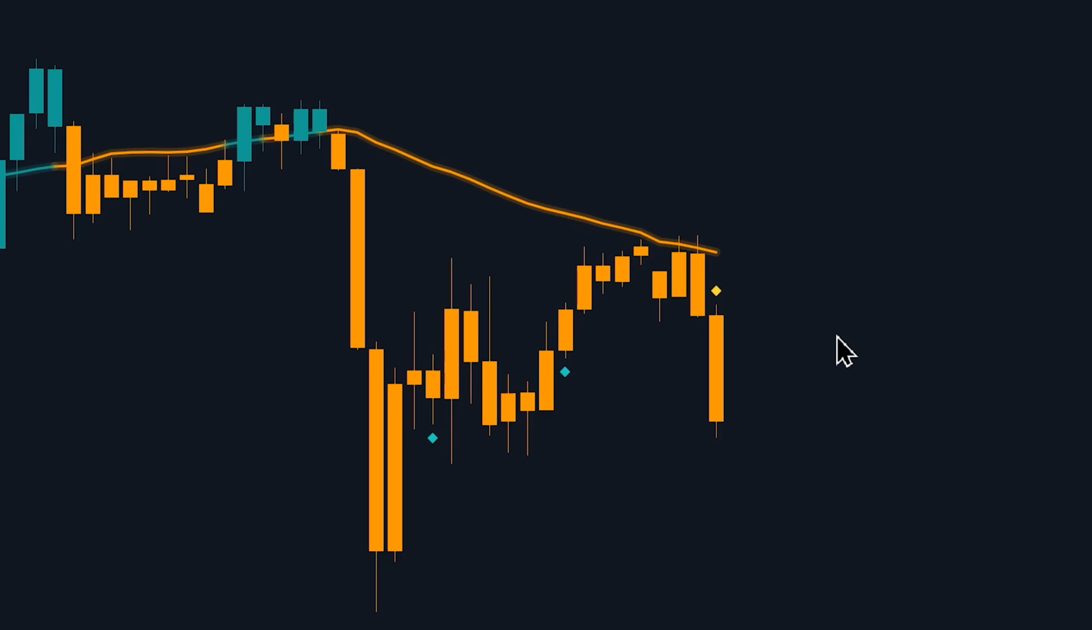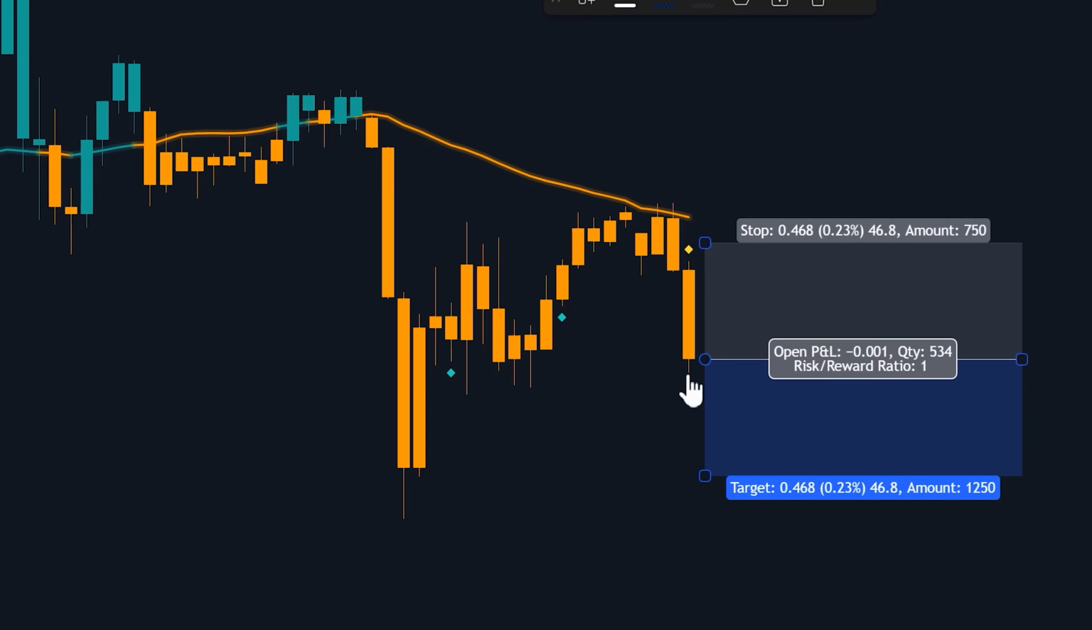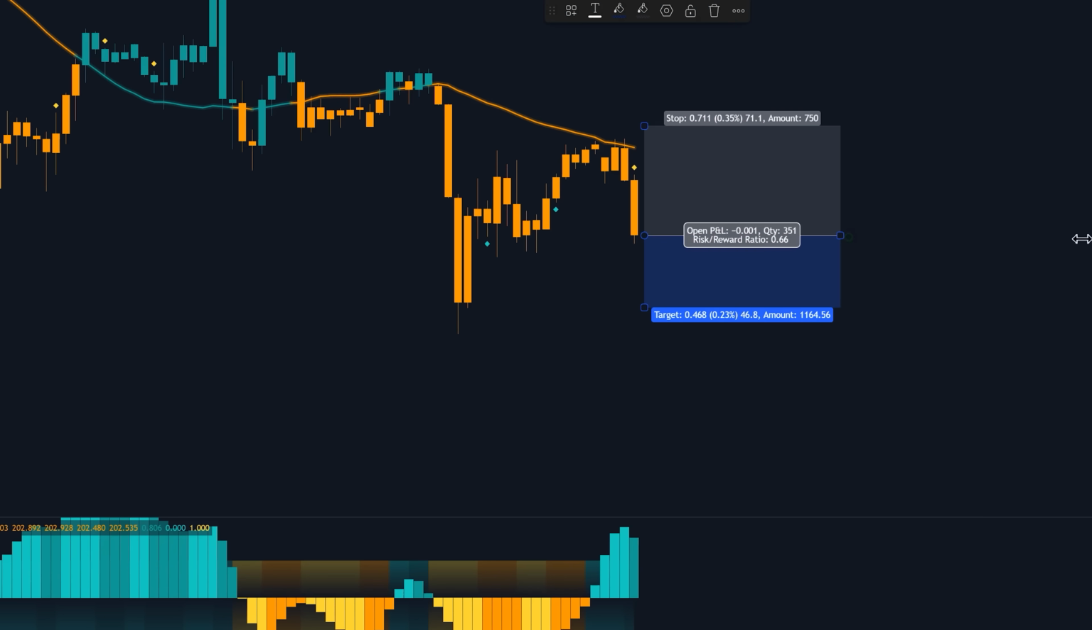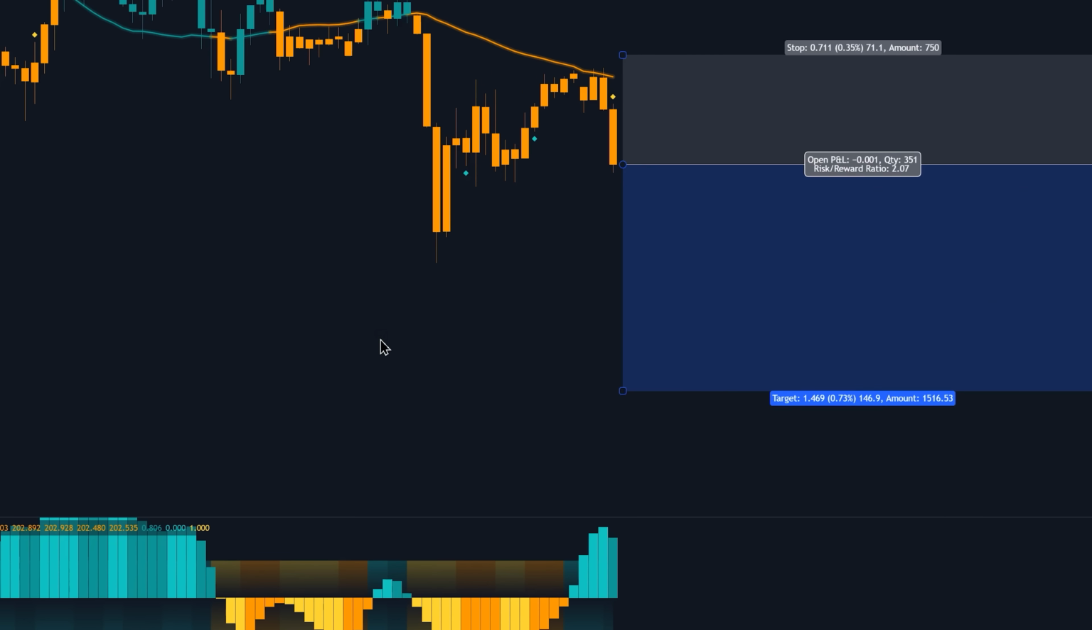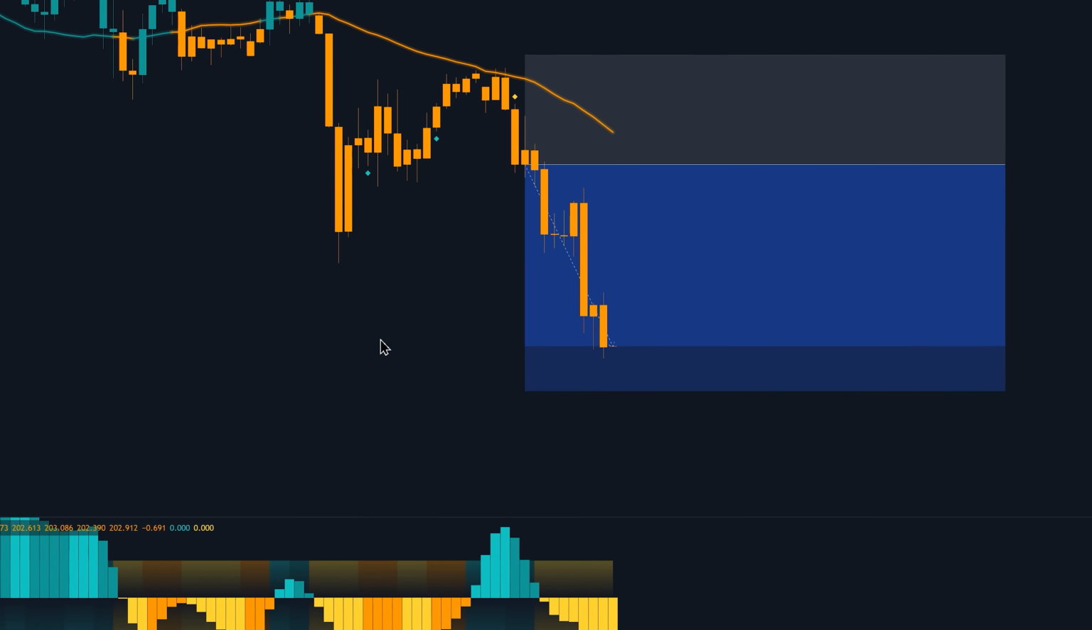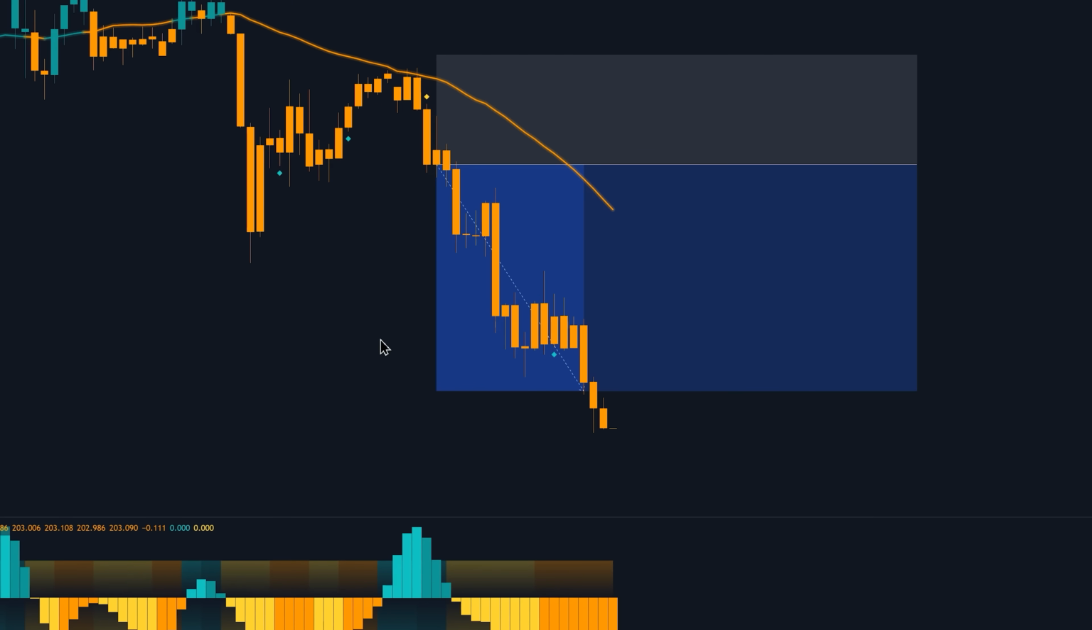And then we had a mean reversion signal right here on an engulfing bearish candle. So we go directly and take the short position. Place your stop loss above the most recent swing high. The take profit is going to be set at 2 times the risk, letting the trade run. And the trade was profitable.